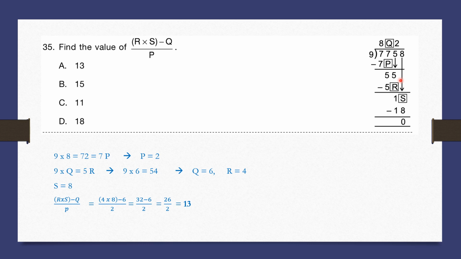Now here, 55 minus 54 equals 1 and 8 will come down. So S will be 8. So now replace the values of R, S, Q and P in this equation. So R is 4, S is 8, Q is 6 and P is 2. So we get the value as 13. So our answer is option A.